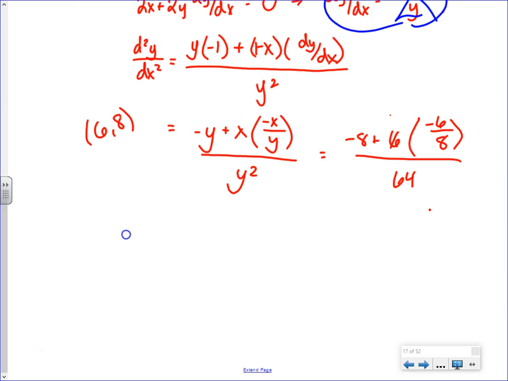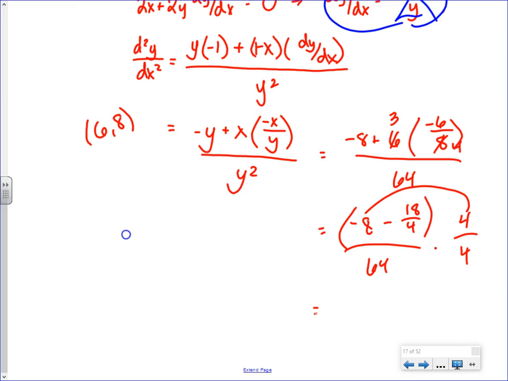And some of you are like, well, he could be a 3 and he could be a 4. So then I have negative 8 plus minus 18 over 4, all over 64. I still like my multiply top and bottom trick. I don't know. It's easier than getting a common denominator. So then I get negative 32 minus, the 4's cancel on the next distribution, right? 18 all over 64 times 4? 256, right? Is that right?